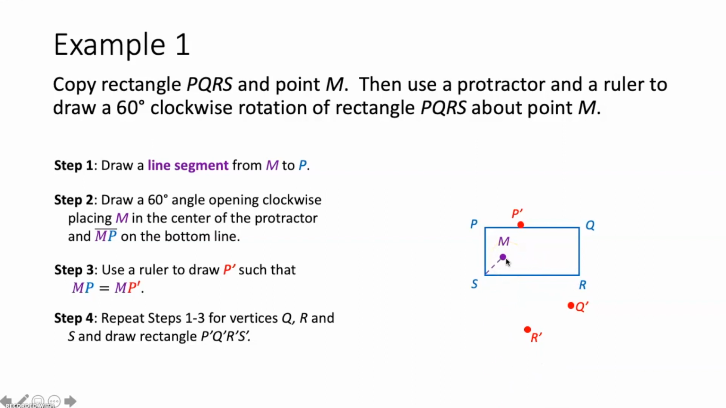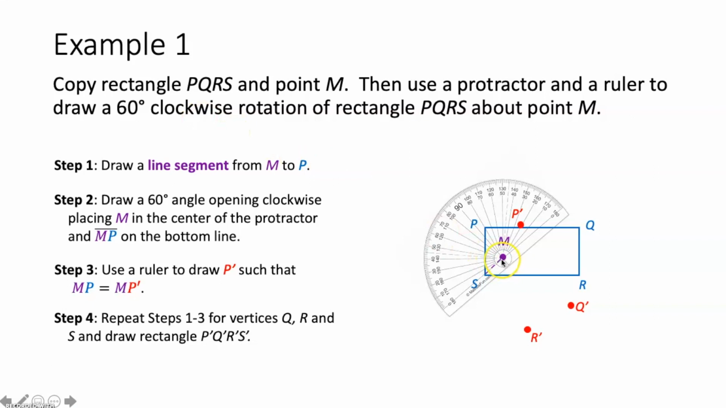Lastly, we do it with point S. We connect M and S. We then need to draw a 60-degree angle opening clockwise, placing M at the center of our protractor and MS on the bottom line. Now the question is, is our protractor going to open downward or upward? Well, we want S to rotate 60 degrees clockwise about point M. So we need our degrees to be up here. So we place our protractor like this. If we had placed it the other way, we would be rotating S counterclockwise. That's not what we want here. We want a clockwise rotation.